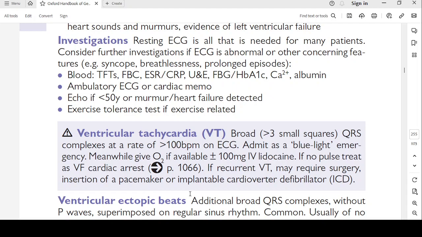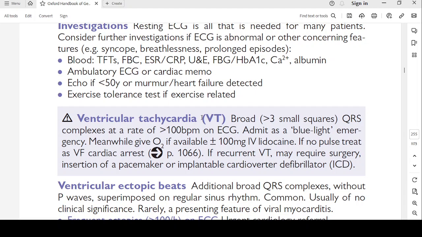Ventricular tachycardias arise from the ventricle. These are beats arising from the ventricle, right? So they are broad, more than 3 small squares. Whenever you have a broad QRS complex, the first thing to check is the heart rate. QRS complexes at a rate more than 100 beats per minute on ECG: admit as a blue light emergency.